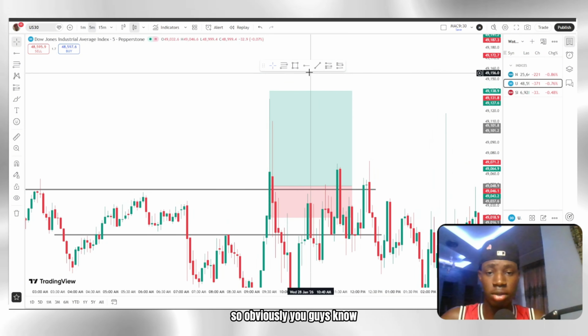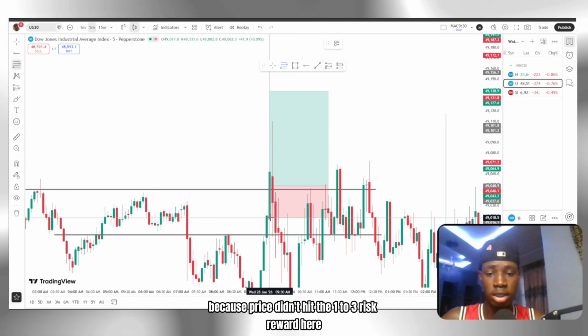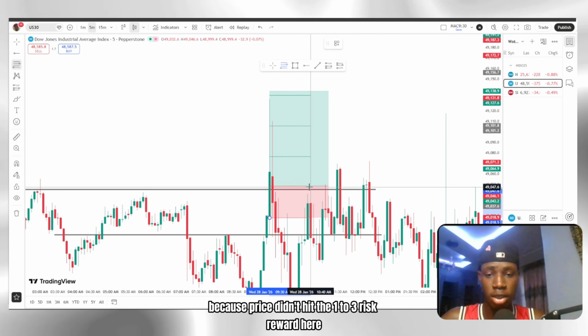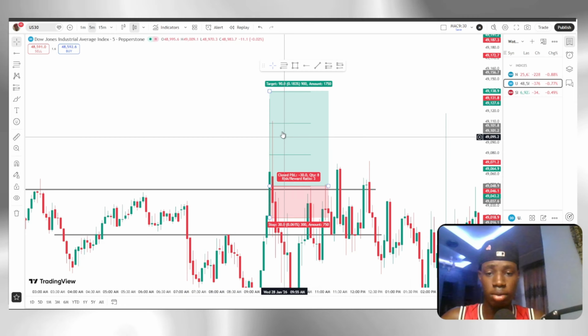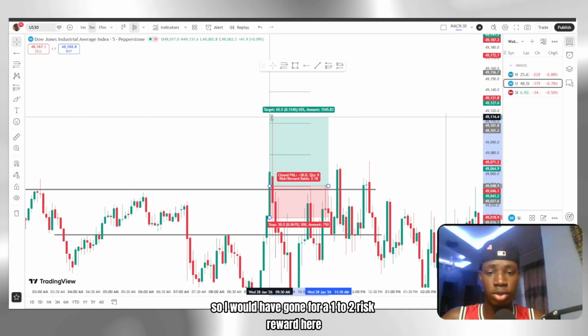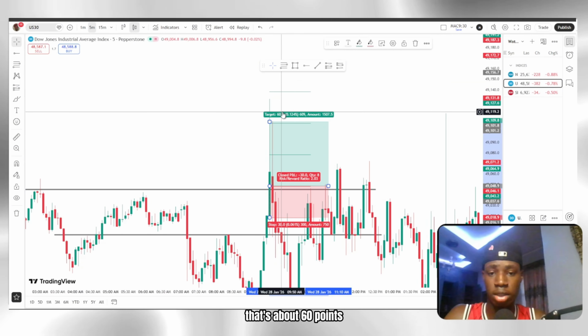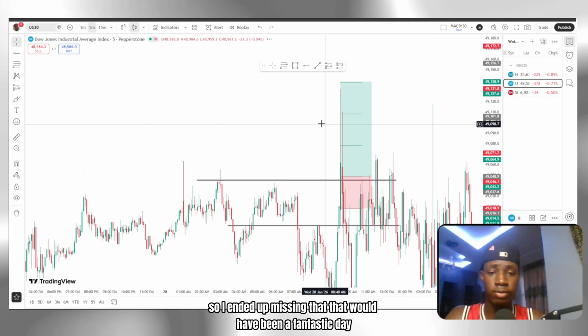Obviously, you guys know I would have closed this day with a 1 to 2 because price didn't hit the 1 to 3 risk reward here. As you can see, even if I had a fill here, price should have gone all the way here. My stop loss would have been here, so I would have gone for a 1 to 2 risk reward here. That's about 60 points, so I ended up missing that. That would have been a fantastic day.